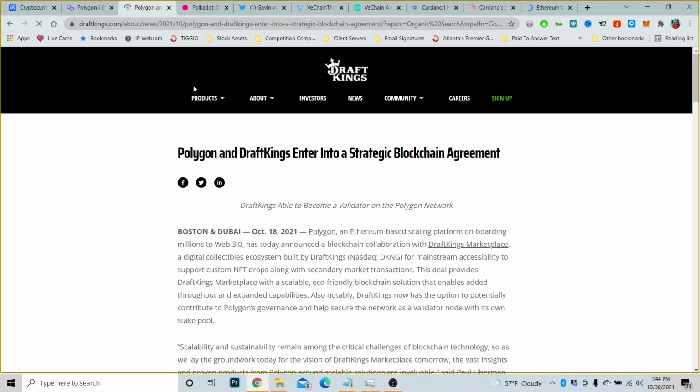The deal provides DraftKings Marketplace with a scalable, eco-friendly blockchain solution that enables added throughput and expanded capabilities. Also notably, DraftKings now has the option to potentially contribute to Polygon's governance and help secure the network as a validator node with its own stake pool. So DraftKings, with a $20 billion valuation, could have gone anywhere they wanted to, but they went to Polygon.